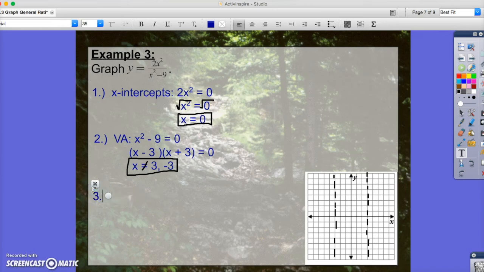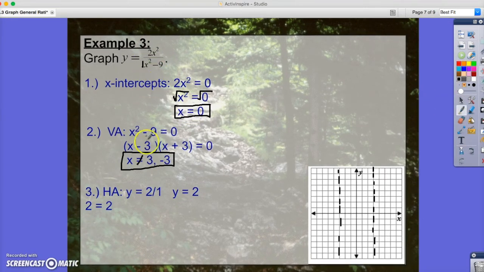Third part is your horizontal asymptote. So let's see what our degree is. The degree on top is 2. The degree on the bottom is 2. If you remember, they are equal. So how I find the y is I take the coefficients, 2 divided by 1, or y cannot equal 2. Right, because there's a 1 here. So find where y equals 2 and draw your dotted line. So in this case, what changed is I didn't have any vertical asymptotes, now I have 2.